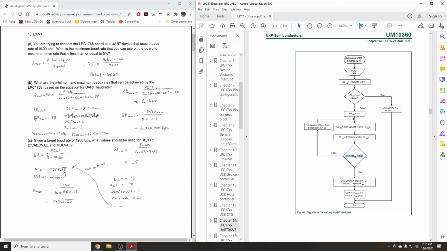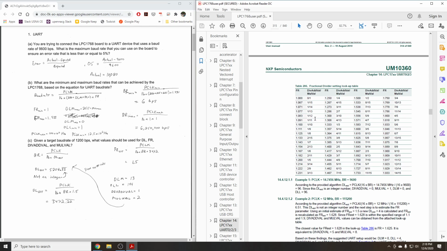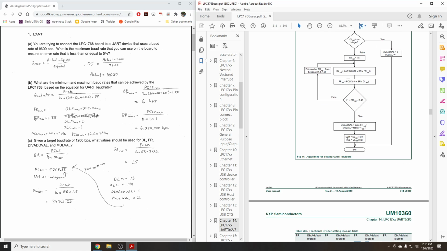It's between these parameters here of 1.1 and 1.933, and so that means we can calculate DIVADDVAL and MULVAL given our table, and we can slide up or down and find what that is. So we look up 1.5 in this table. FR of 1.5 means DIVADDVAL is 1, MULVAL is 2. And then DLM equals the top 8 bits of DLest, and DLL equals the bottom 8 bits of DLest.